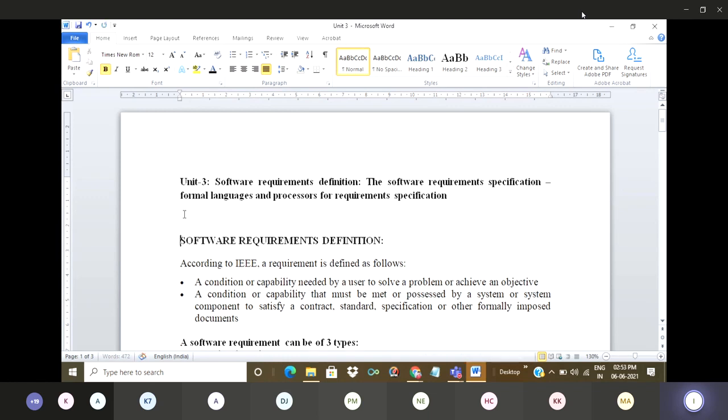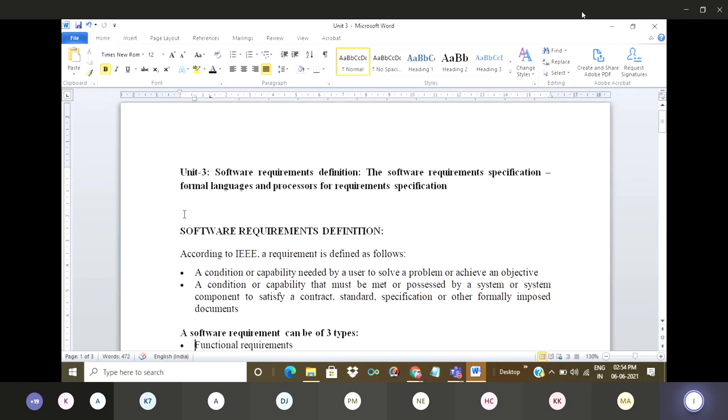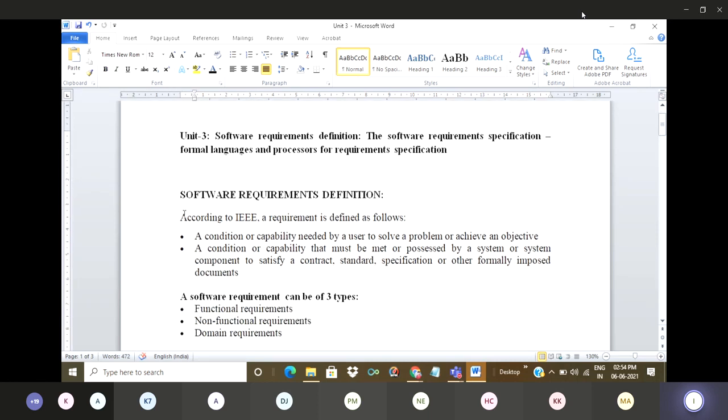So next we are going to discuss software requirement definition. The IEEE definition: what does it mean by software requirement engineering? It is a condition or capability needed by a user to solve a problem or achieve an objective. It is a condition or capability that must be met or possessed by a system or system component to satisfy a contract, standard, specification, or other formally imposed document.